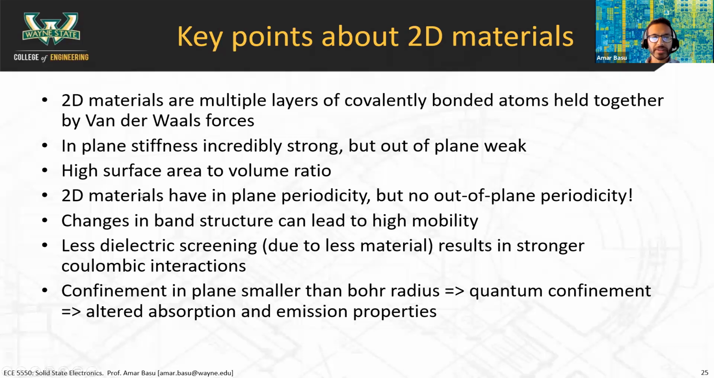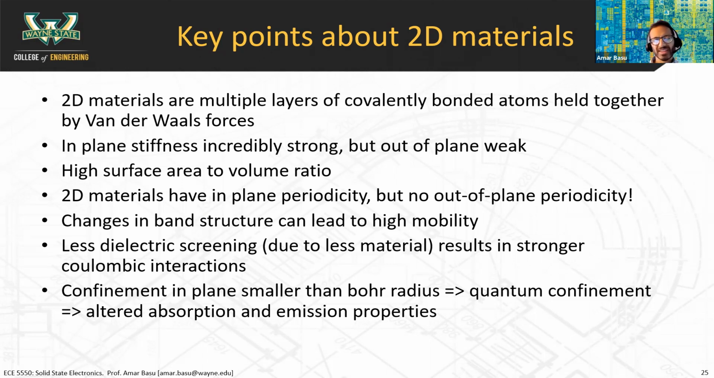High surface area to volume ratio is a feature of 2D materials and 1D materials. They're highest in 1D materials, obviously. So this makes them great sensing devices, because good sensors have a high surface area to volume ratio. 2D materials have in-plane periodicity and no out-of-plane periodicity, meaning there's a crystal structure in the XY direction, but there's no crystal structure in the Z direction.